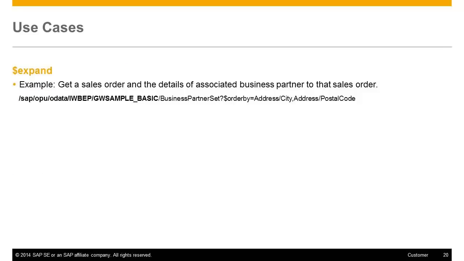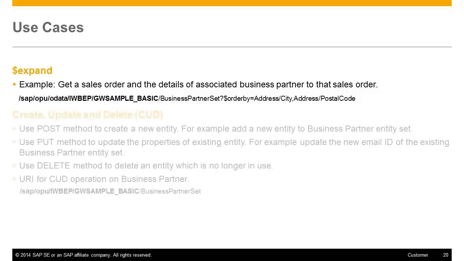Let us move to the next system query operation, $expand. This operation will join two queries. For example, you can get the sales order and related business partner of that sales order.